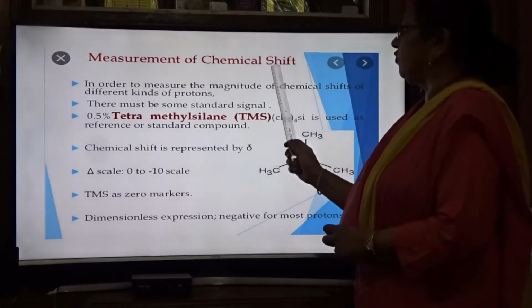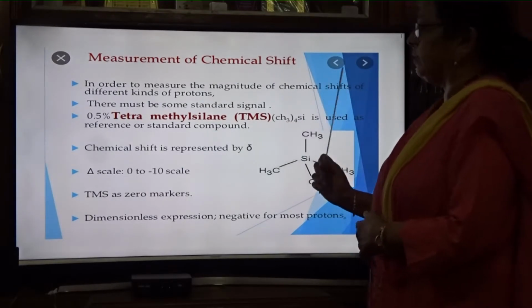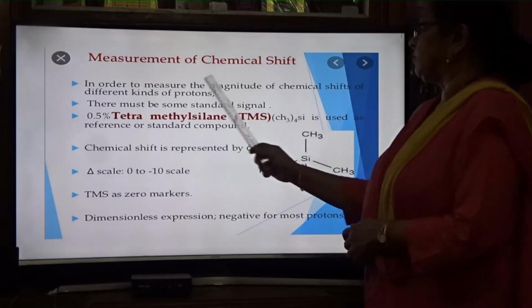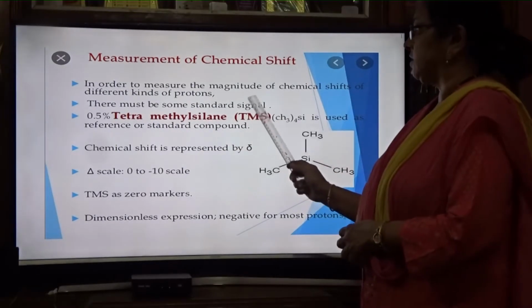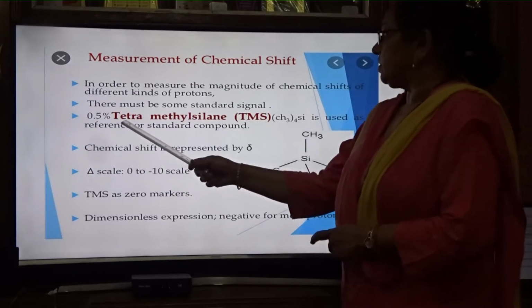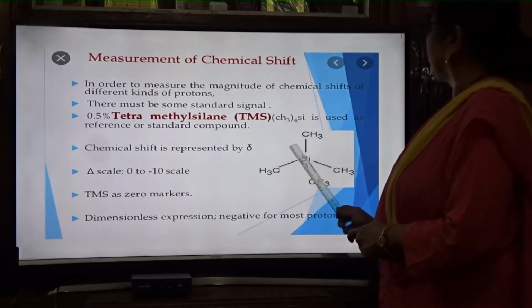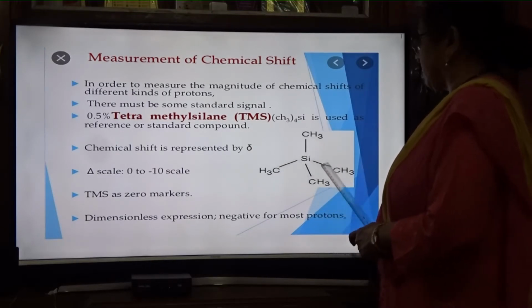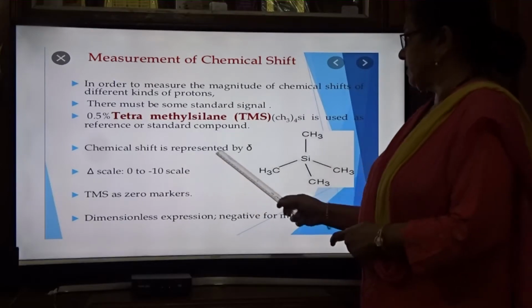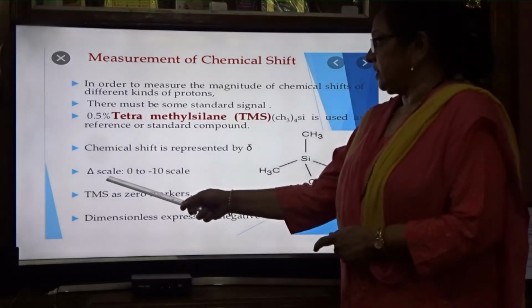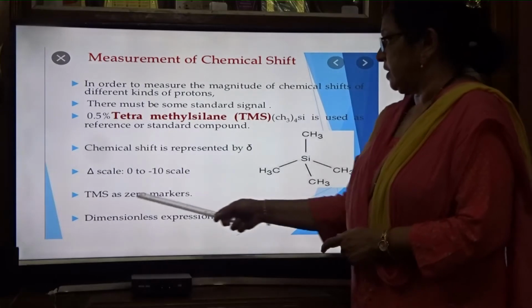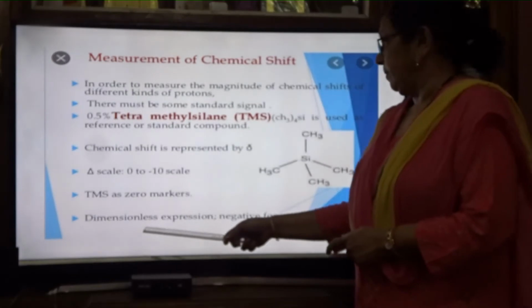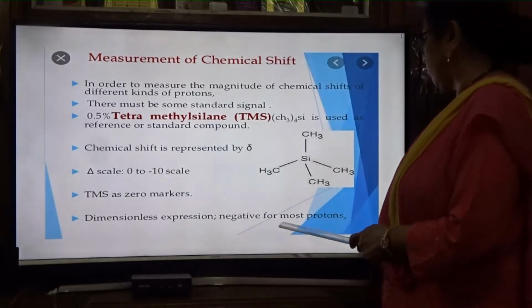So, measurement of chemical shift. I have told you about the scales used, the delta and tau scales. In order to measure the magnitude of chemical shift of different kinds of protons, there must be a standard signal. One standard signal is that of tetramethylsilane. This is the structure of tetramethylsilane: a silicon with four methyl groups. Chemical shift is represented by delta. The delta scale runs from 0 to 10, with TMS as the 0 mark, so TMS is at a delta value of 0. It is a dimensionless expression.